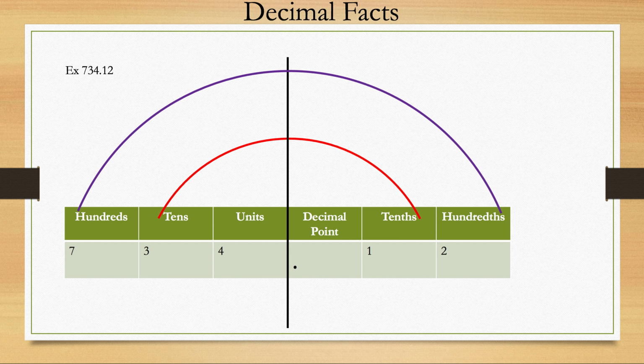So if we take a look at this example on the chart, the black line is in the middle between units and decimal point. If you fold the chart in half, it will be a mirror image of each other. Tens will be a mirror image of tenths. Hundredths will be a mirror image of hundreds. And if you go one left and one right, it will be a mirror image of thousands, except the only difference is the letters th on the decimal side.